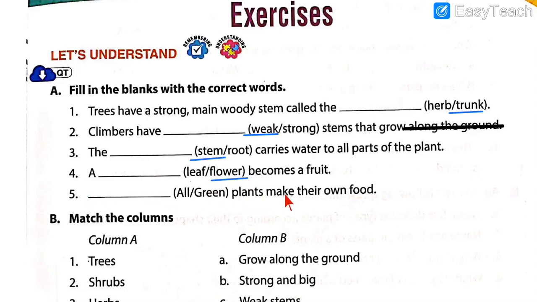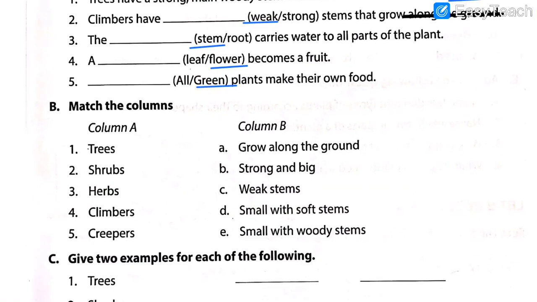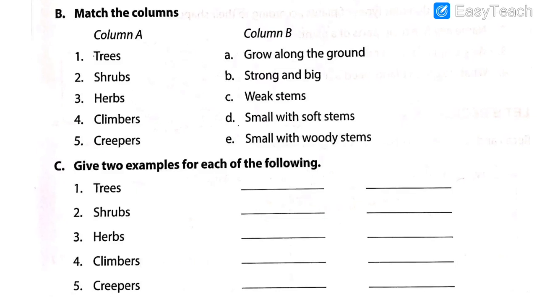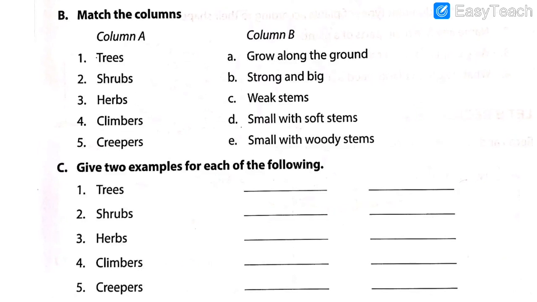Number 5. Dash plants make their own food. Which plants make their own food? All or green? So the correct answer is green. Green plants make their own food. So these were the 5 FBs of the previous video which you have already written the answers.